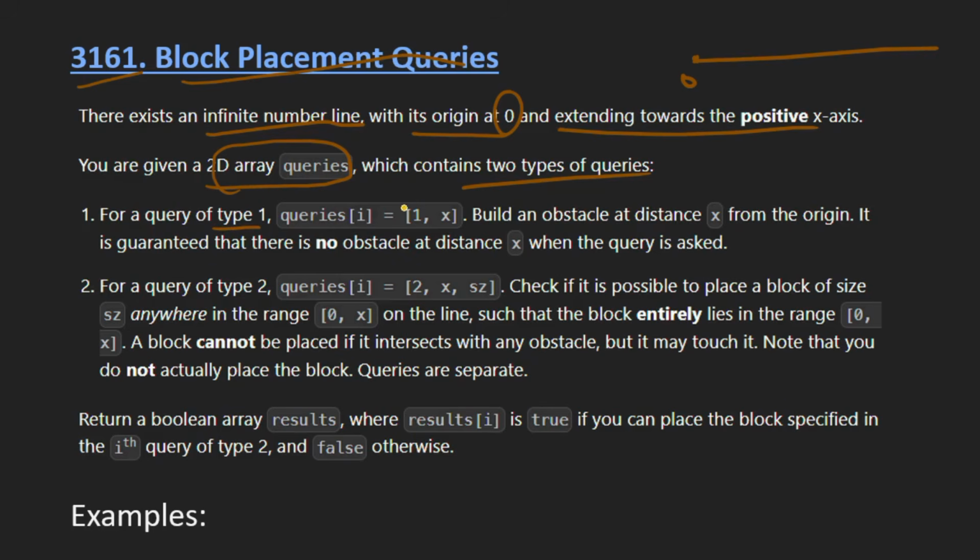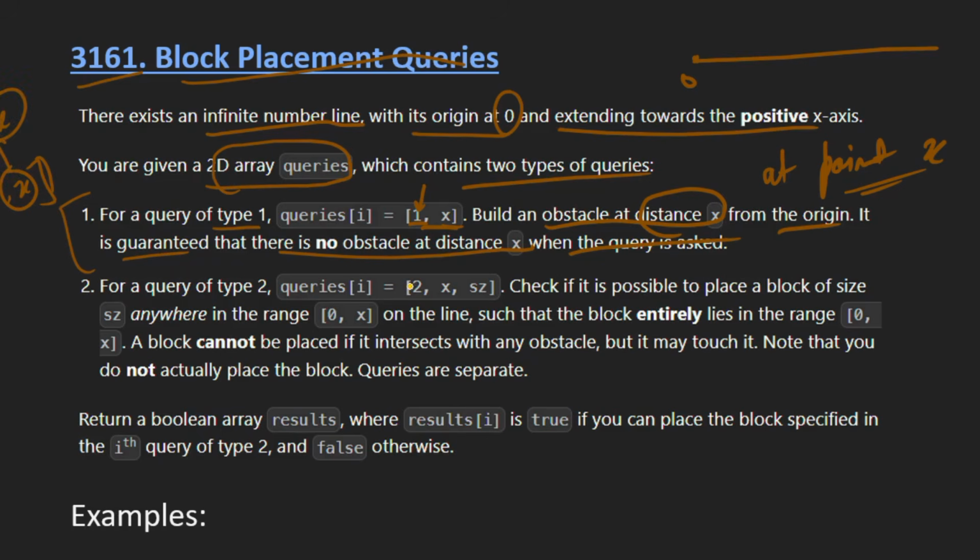The first type is type 1. In type 1 we have 1 comma x. That means this is a type 1 query. What we need to do is build an obstacle at a distance x from the origin. So basically we have to build an obstacle at point x. They have guaranteed that there is no obstacle at distance x when the query is asked. That means there was no obstacle already placed at x when this query was being asked. So this is a type 1 query where we are given 1 comma x and we need to build an obstacle at the point number x.